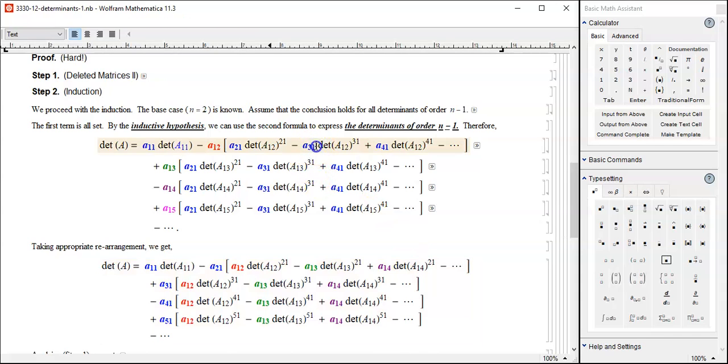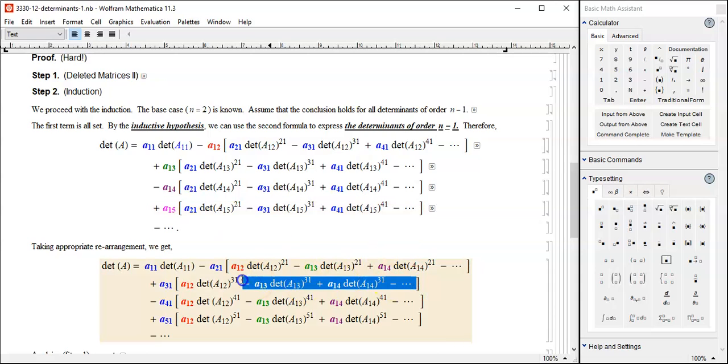Likewise, please note that A13 is common. This, this, this. So take it out, and then A12, A13, A14, A15, and those deleted matrices, they're all coming here. Make sense? We are taking appropriate rearrangement of all these additions, and then of course the signs follow. We can do it because this is not an infinite sum. We're talking about n by n matrix, so everything is finite. No problem about rearrangement.